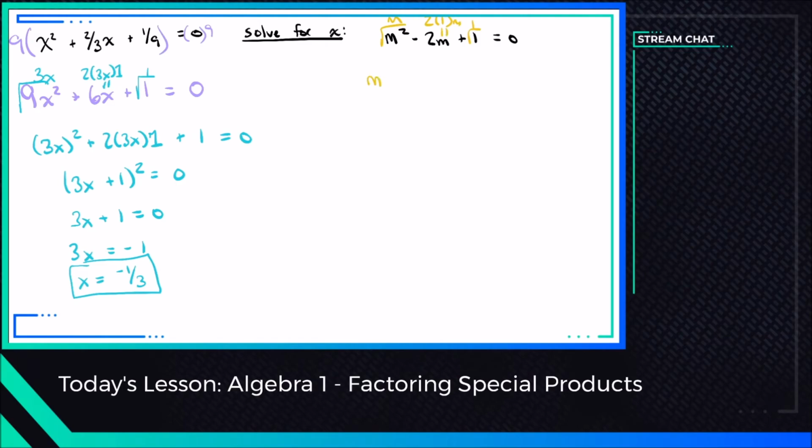So we're going to write this as m squared minus 2 times m times a 1, oops, not equal to, plus a 1 is equal to 0. We can factor that down into m plus 1 squared is equal to 0. Take the square root of both sides to get m plus 1 is equal to 0. Subtract the 1, m is equal to a negative 1.